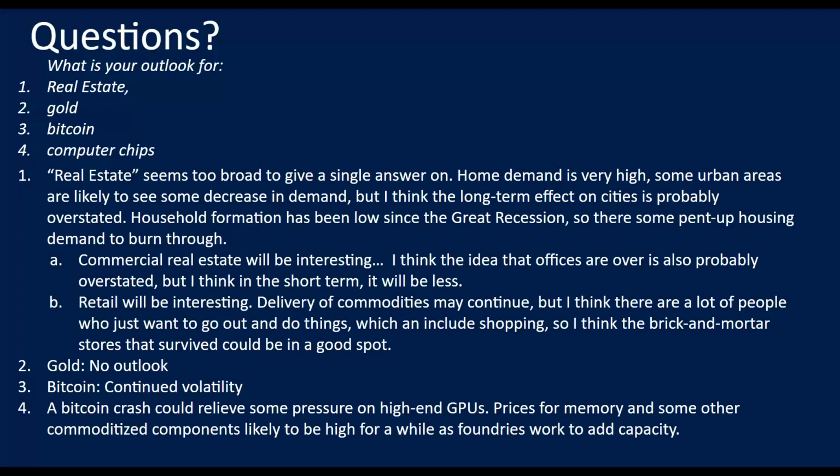I don't have an outlook on gold, right? Like it doesn't do the things that people keep telling me it does. I just don't. Bitcoin, my outlook is continued volatility. Again, it doesn't do any of the things that people keep telling me it does. Right? It's not money in the sense that if I had some Bitcoins, I would know where to buy a pizza with it, which is, I feel like, a good test for what is money.